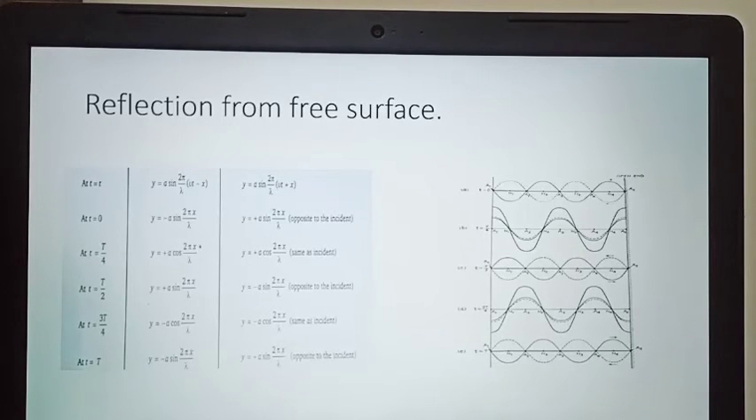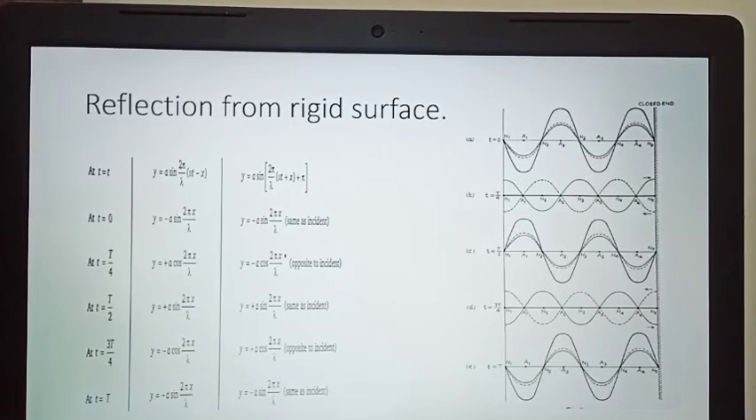Okay, and similarly we can see the reflection from a rigid surface also. When you are comparing these two, you can find the difference there. When reflection is happening from a rigid surface, at t equal to 0 they are in phase, at T by 4 they are in opposite phase, at T by 2 again in phase, at 3T by 4 opposite phase, and at T they are again in phase.